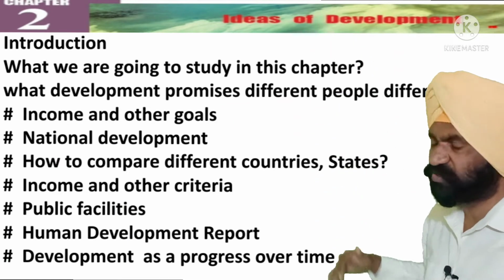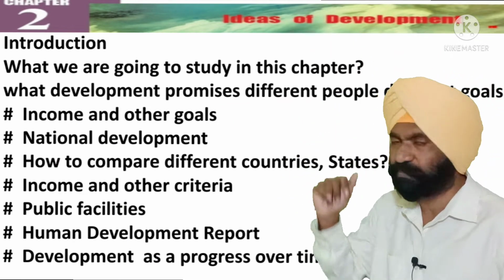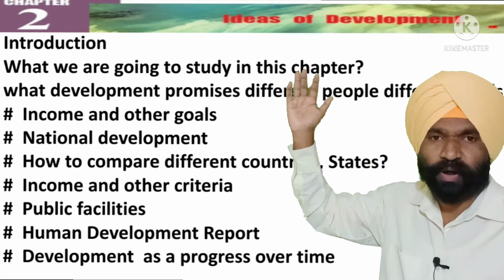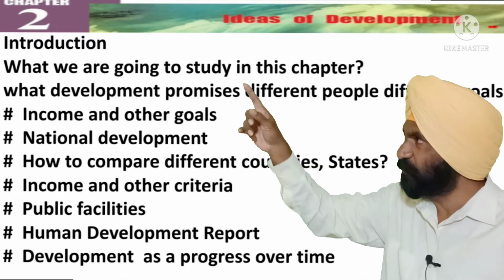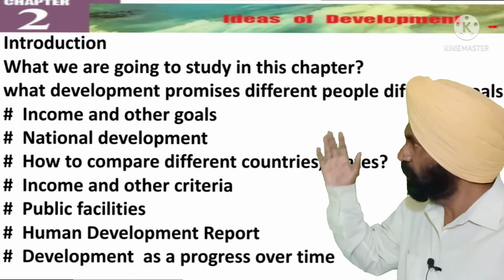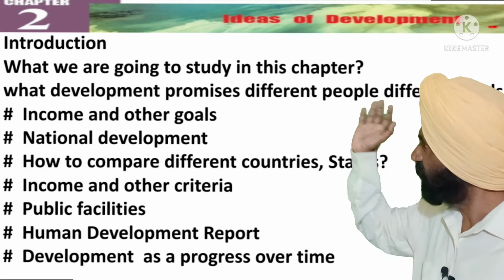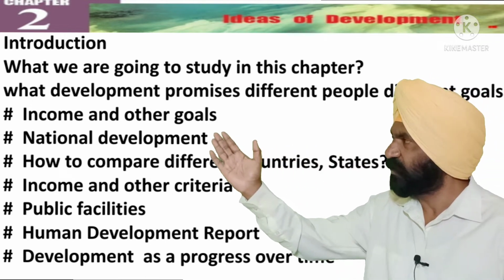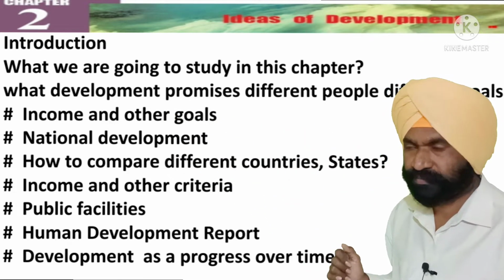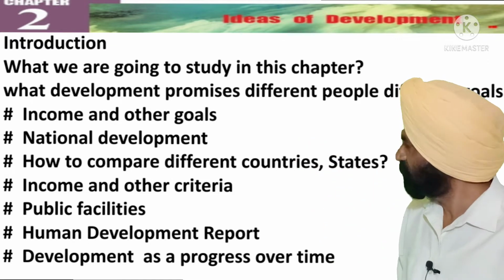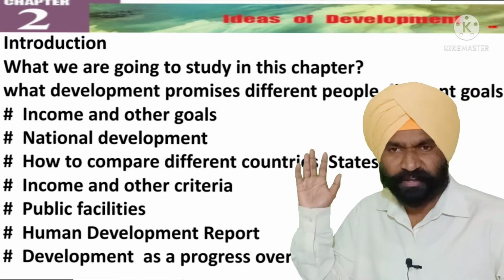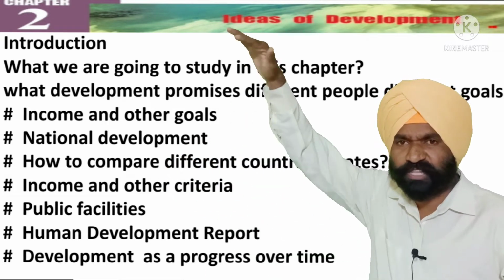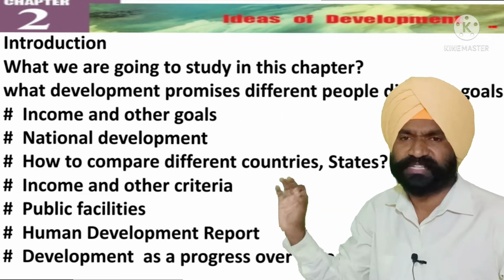What are the topics which we are going to cover in this lesson? Introduction: what we are going to study in this chapter. What development promises different people, different goals. Ideas of development: income and other goals. National development: how to compare the countries and the states. Income and other criteria. Public facilities. Human development report. Development as progress over time. So these are the contents which we are going to cover in this lesson.